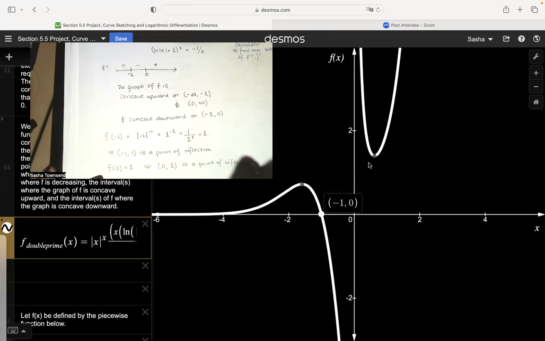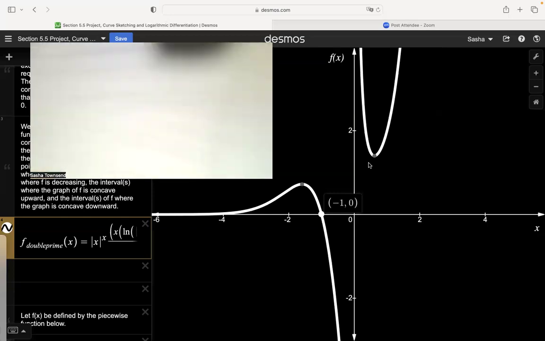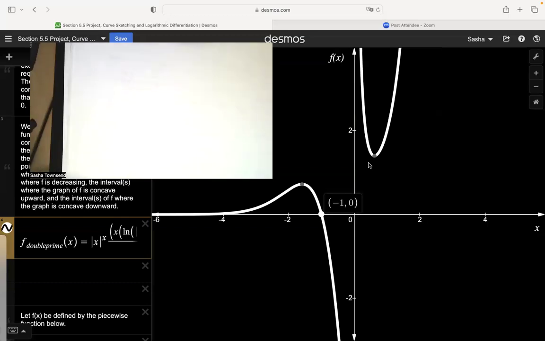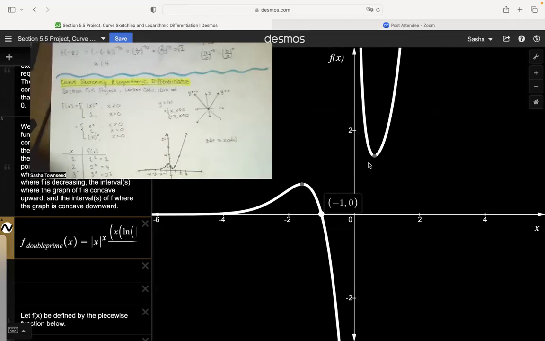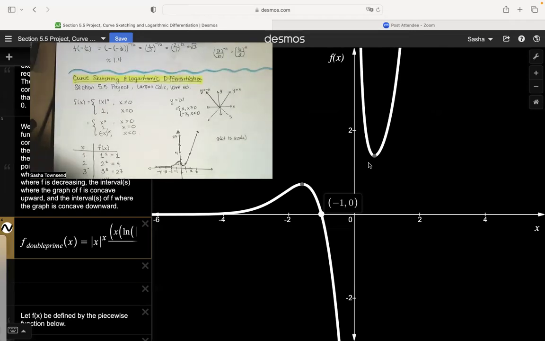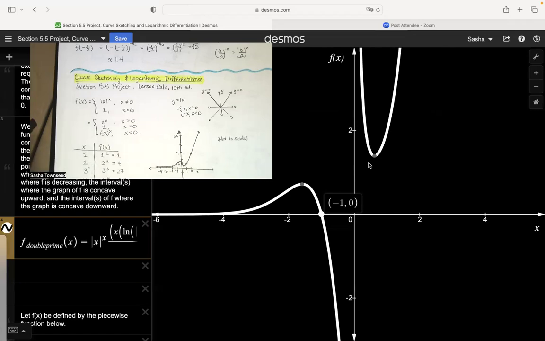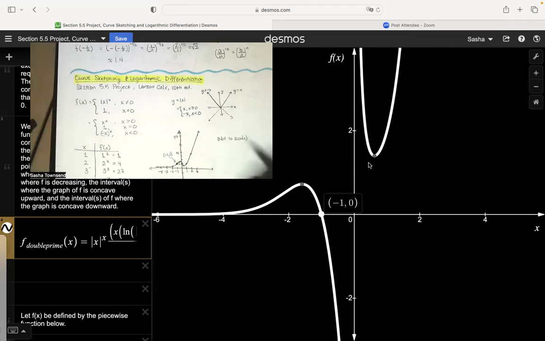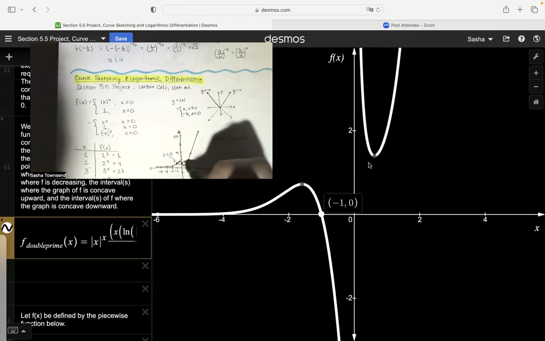All right. So let's look at our graph. Work from a different problem. Let me find it. This is our graph. So this point is a point of inflection. X equals -1, y equals 1. And then this point is a point of inflection. X equals 0, y equals 1.